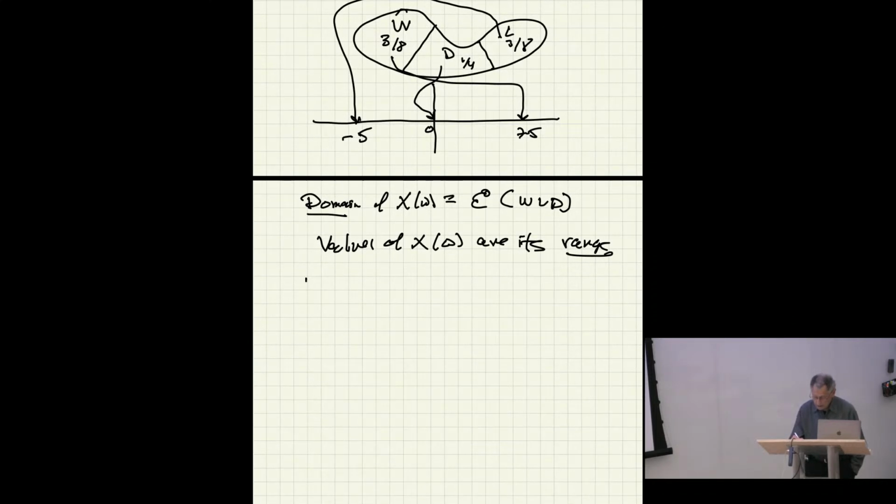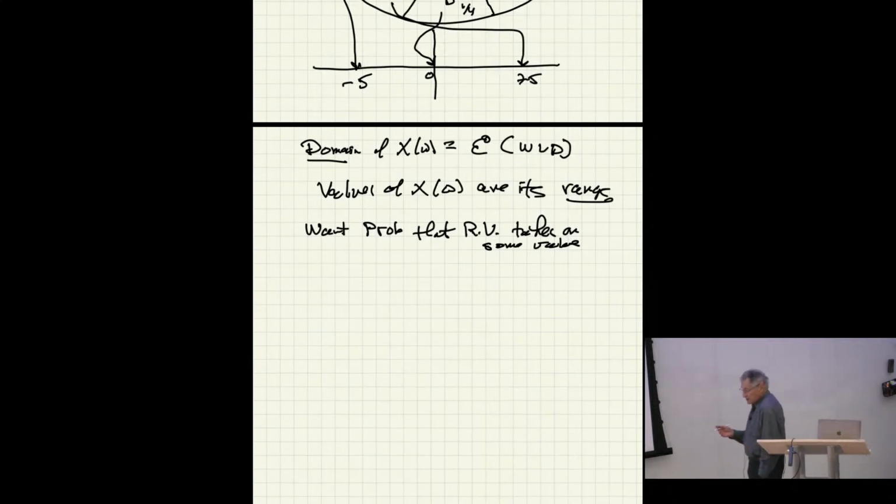And what we want is the probability that a random variable takes on some values. That's typically what we're after. For example, what's the probability there are less than 10 people in the queue? I want to find that. That's going to be an interesting question for our queuing system.